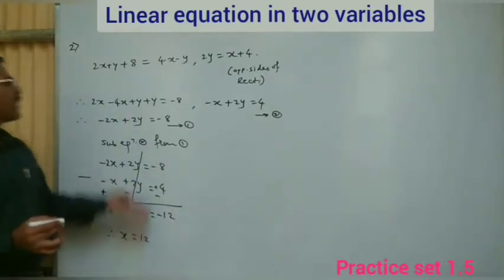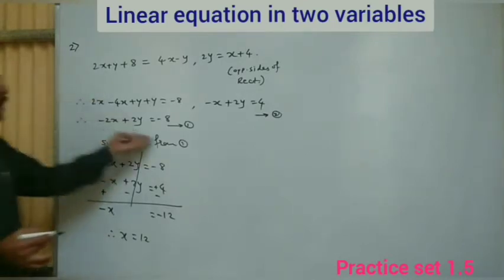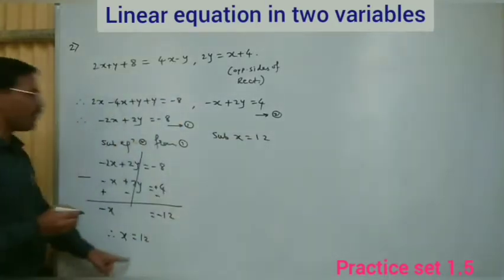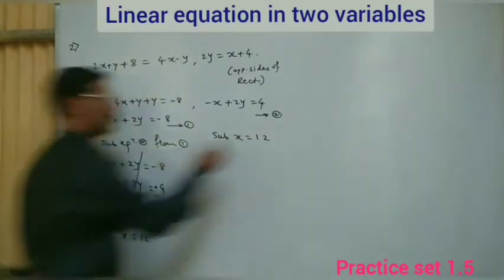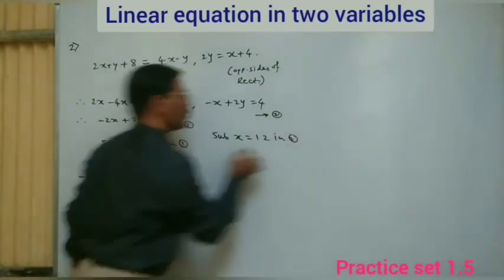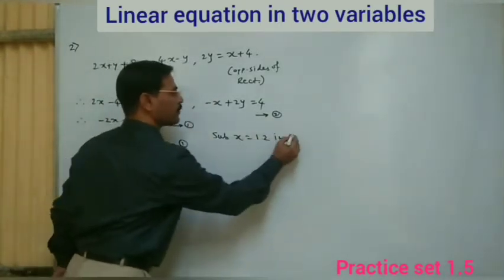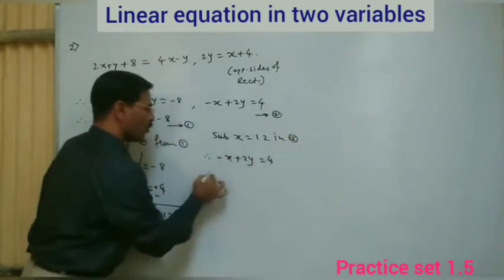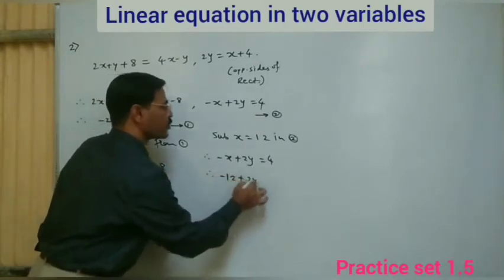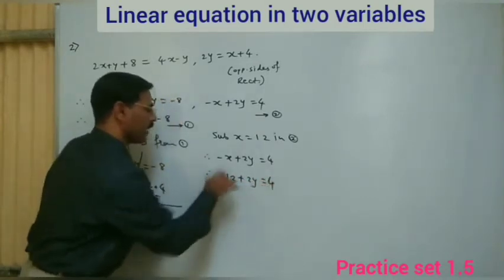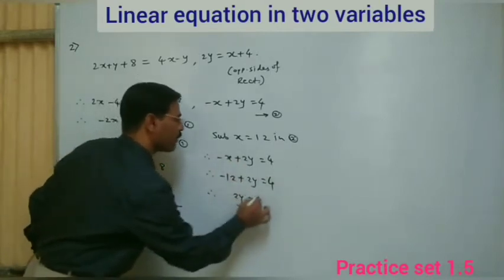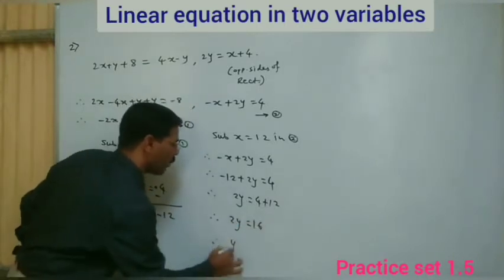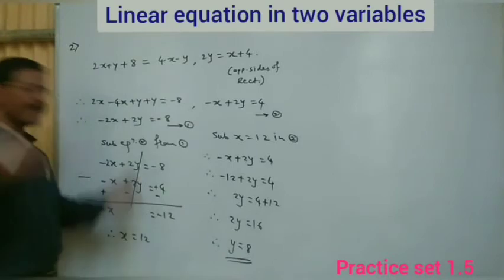Now this one we can substitute in any one of the equations, either 1 or 2. So what we can write here? Substitute x equal to 12 in equation number 2. What is 2 here? Minus x plus 2y is equal to 4. So here put the value of x, which is 12. Okay, now I'll take that value to that side. 2y equal to 4 plus 12. So 2y is equal to 16. Y is equal to what? 8. Like this we can find.